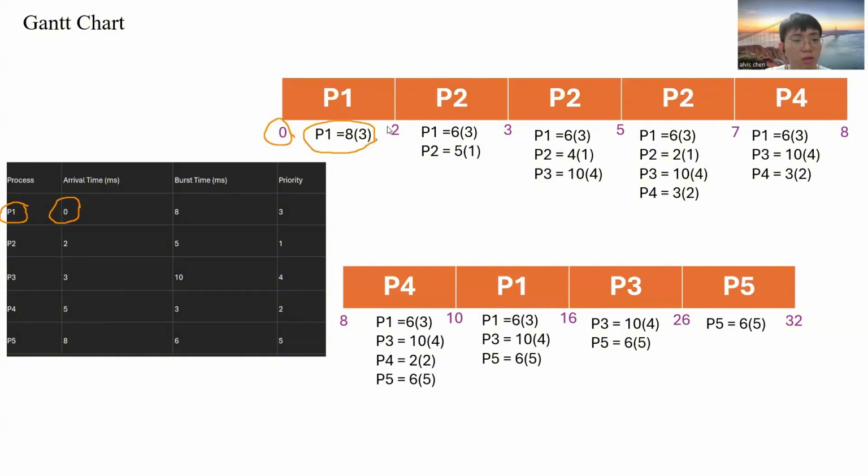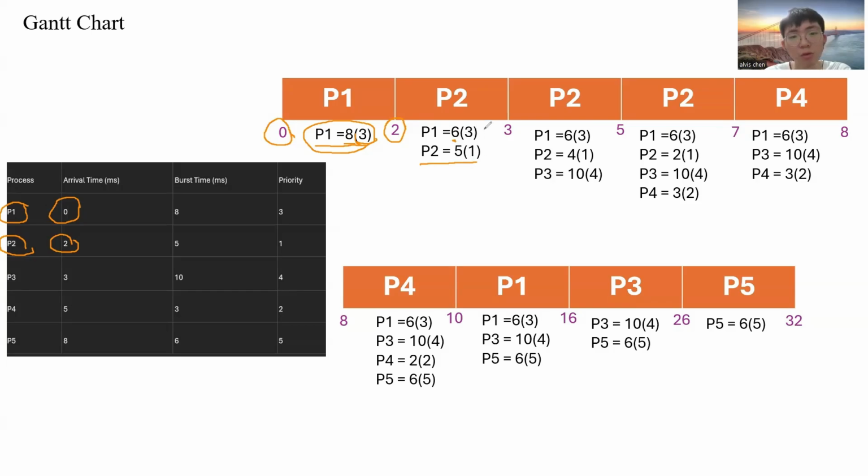For P1 you must write down the burst time and the priority. The priority you can put in brackets. Now, why do we write 2 here? Because the second arrival time is 2. So we write down P2 here, with its burst time and priority. And then for P1, from 0 until 2, we must subtract, so it becomes 6, and the priority is the same.